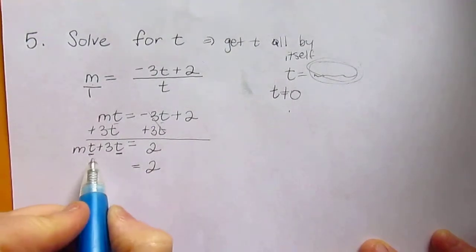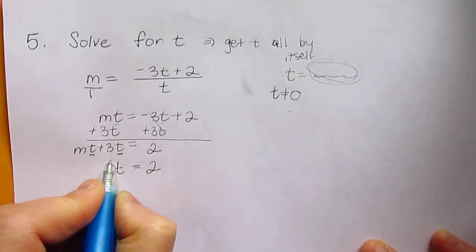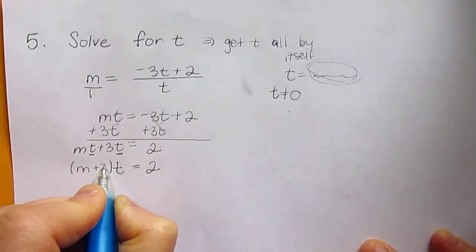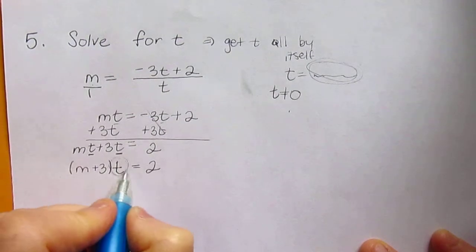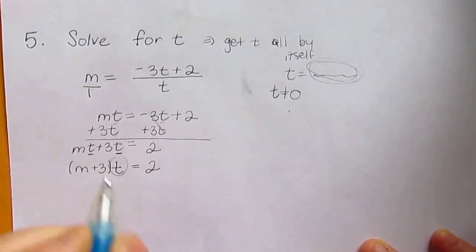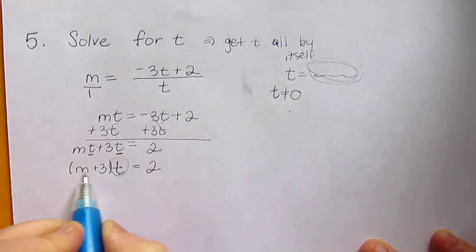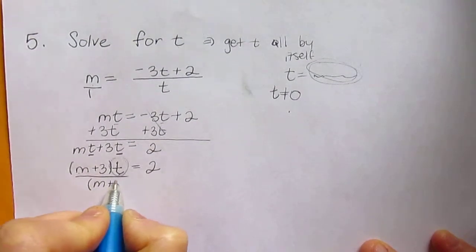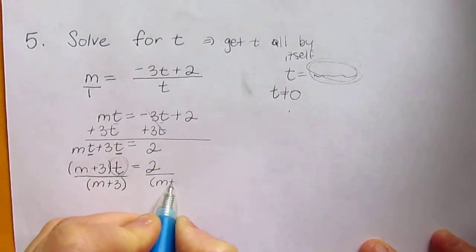I can do reverse distribution to make this look like multiplication. I pull out a t, and what I have left is m plus 3. Okay, back to what are we doing again? Oh yeah, we're solving for t. I want to get that by itself. This is being multiplied by m plus 3. So to undo multiplying by m plus 3, we actually divide by m plus 3. What you do to one side, you have to do to the other.